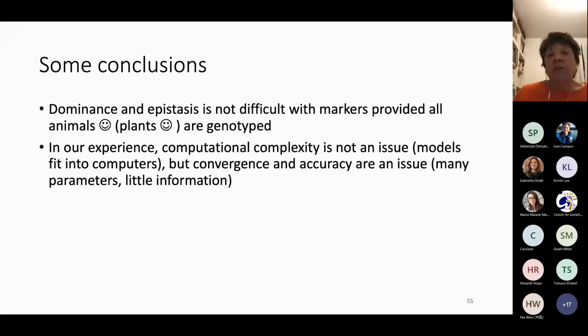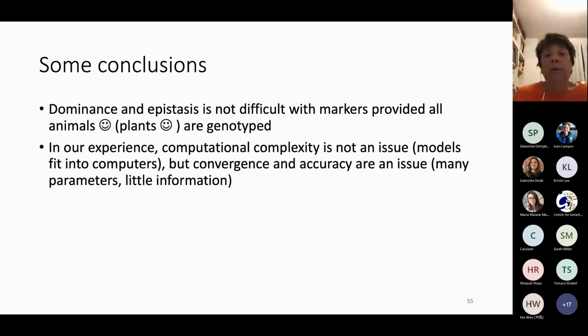Dominance and epistasis is not difficult with markers, if we compare that with the models where we had only pedigree. That is not difficult with markers that we have in animals and also in plants, because we have many individuals that are genotyped. And in our experience, computational complexity is not an issue.